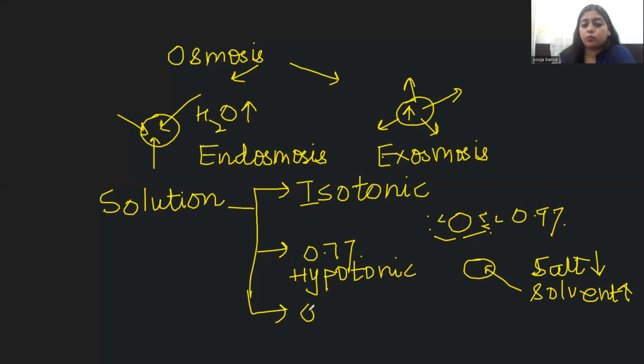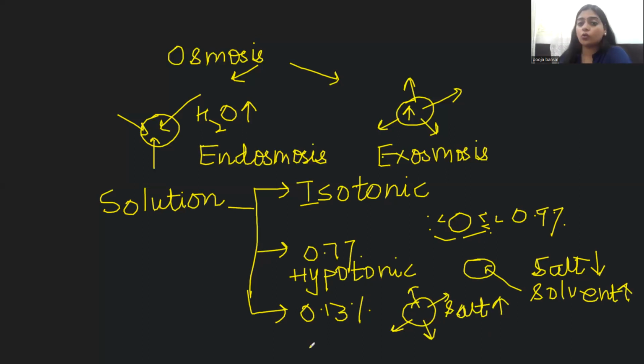Now suppose I take a 0.13% salt solution. What does 0.13 mean? You have taken very high salt, the solute is very high. Here salt is very high outside, so it is less inside; solvent is less outside, so it is more inside. So that means water will move out. That means exosmosis will occur. And when salt concentration is very high, we call such solutions hypertonic solution.